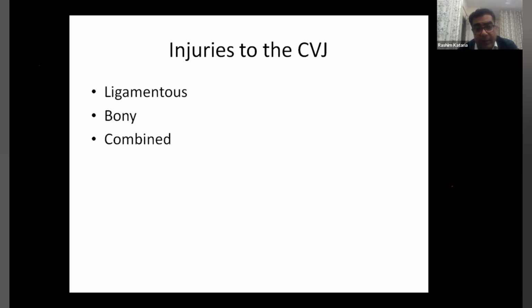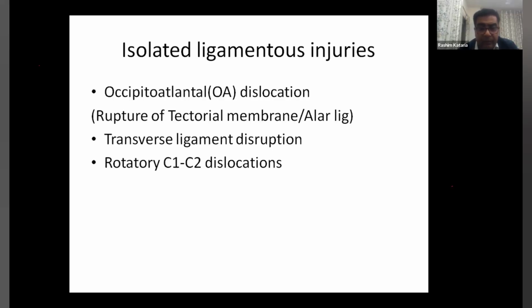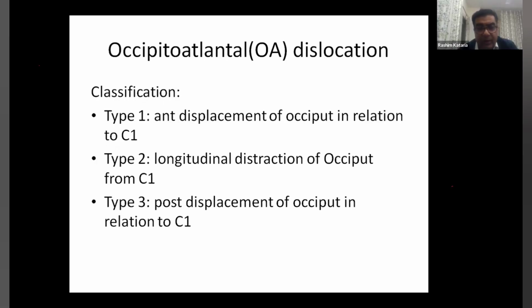Injuries can be ligamentous, bony, or combined. The principle here is that bones unite, but ligaments do not. Whenever we think that the ligaments are gone, early surgery has to be taken. Isolated ligament injuries include occipito-atlantal dislocation where the alar ligament or tectorial membrane is gone, transverse ligament injuries, and rotatory C1-C2 dislocation. When we think these ligaments are gone, early surgery is indicated.